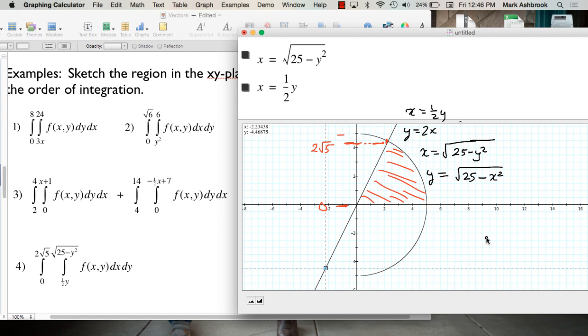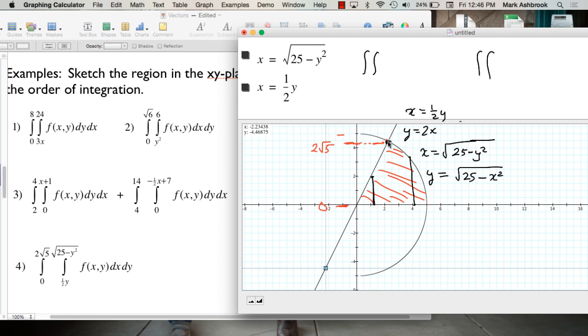One integral? We do one integral for type 1? 2, because of the top, right? The top changes. As we're going from left to right at x, the top is the line, and then at some x value the top becomes the circle. So the bottom's always 0, but here the top is the line. Over here, the top is the circle. So we need to split it.